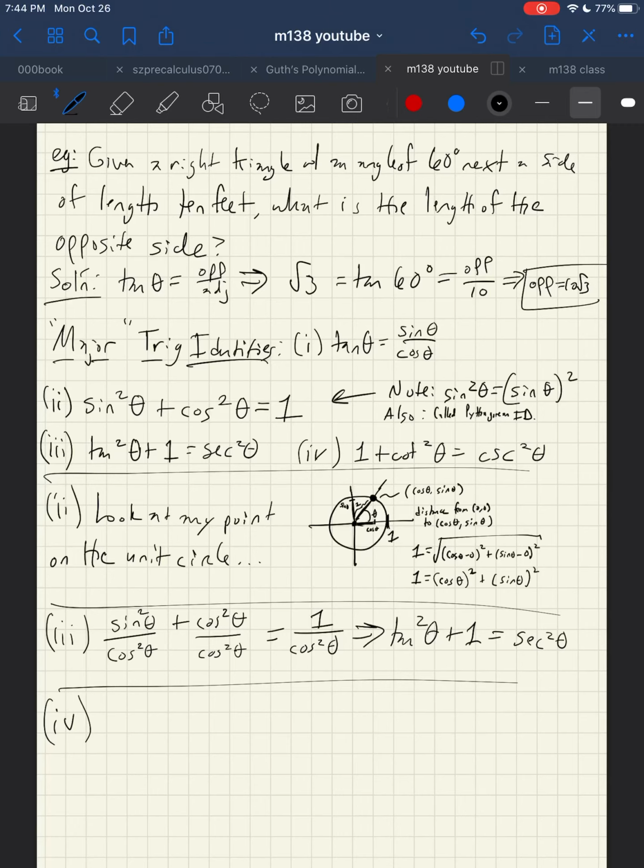I'm going to start with sine squared theta plus cosine squared theta equals 1, but now I'm going to divide both sides by sine squared theta.